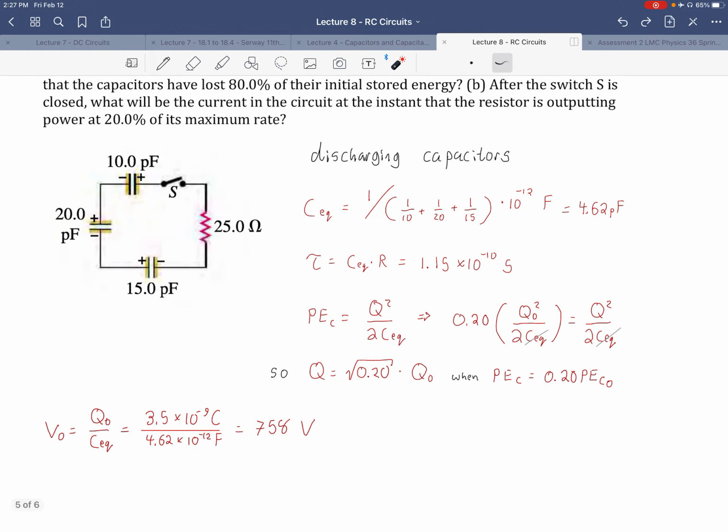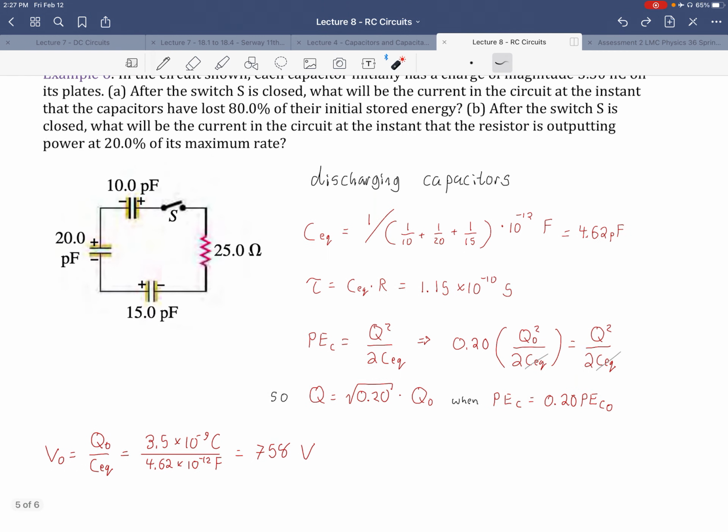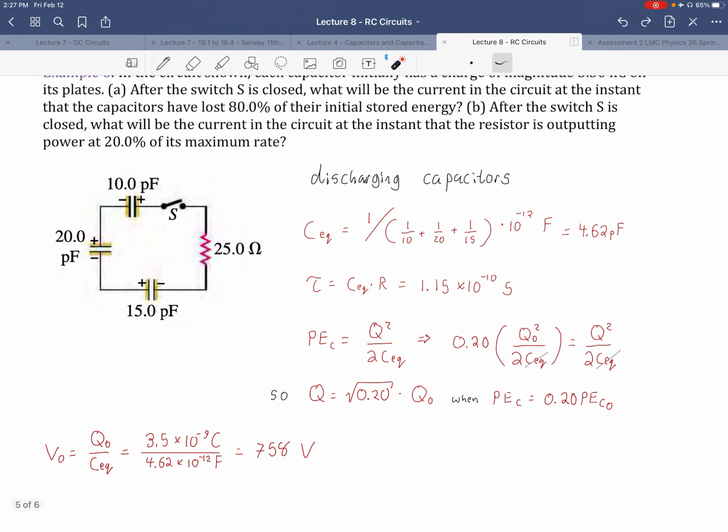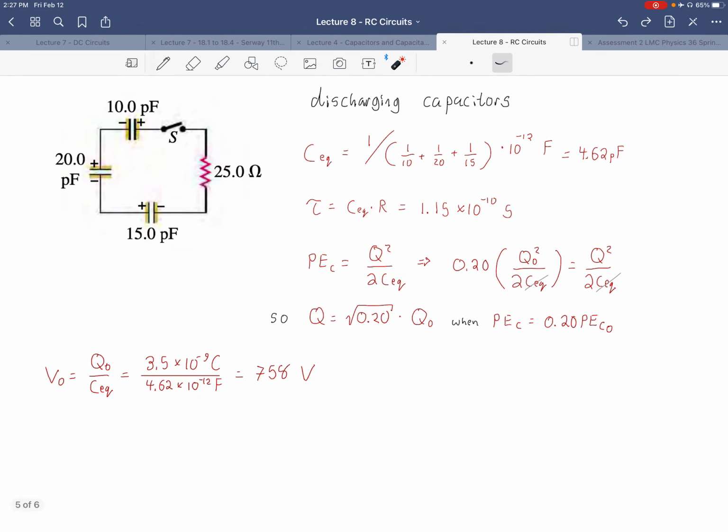Now, in order to find the initial voltage, what will be the current in the circuit the instant the capacitors have lost 80%? We'll need the initial voltage to calculate the current.